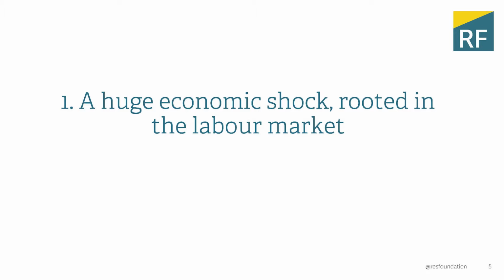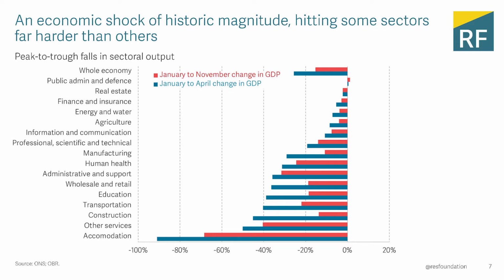So it's very easy to come up with lots of superlatives at this point, but we have obviously seen a massive, unprecedented, enormous shock to the economy, and unlike previous crises, rooted in the labour market and also very sectorally differentiated. And this chart here shows the change in GDP in different sectors of the economy. This is change in overall levels of economic activity.